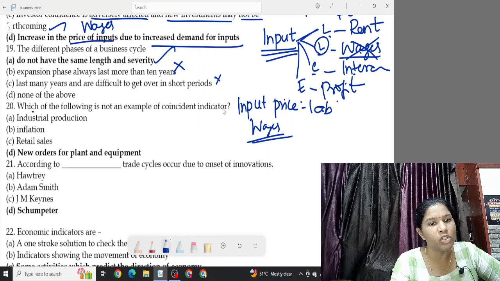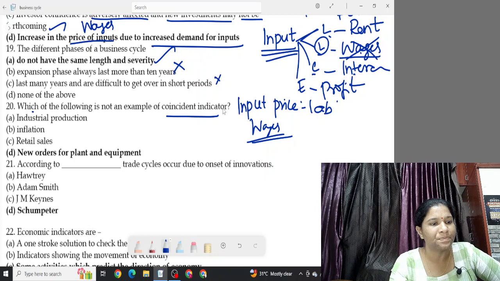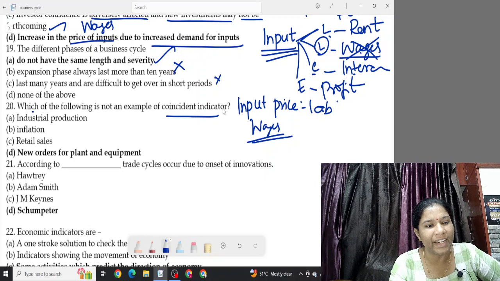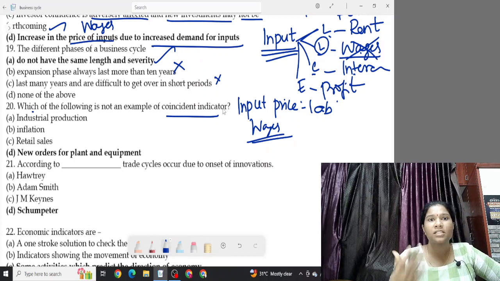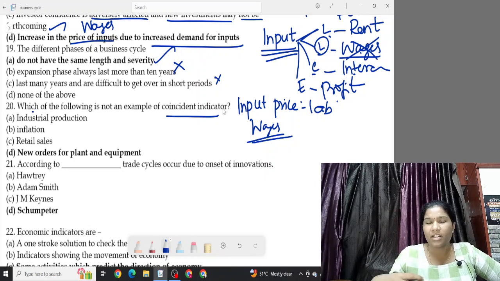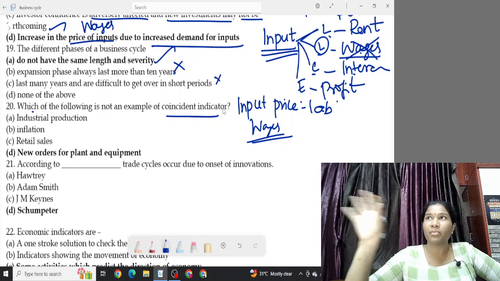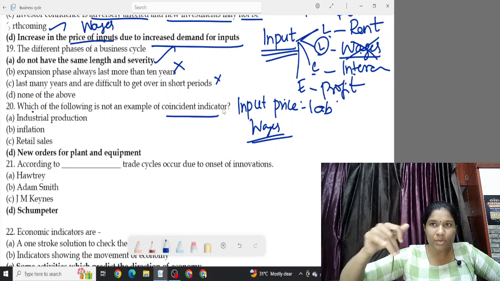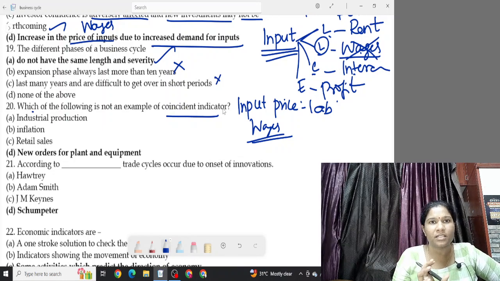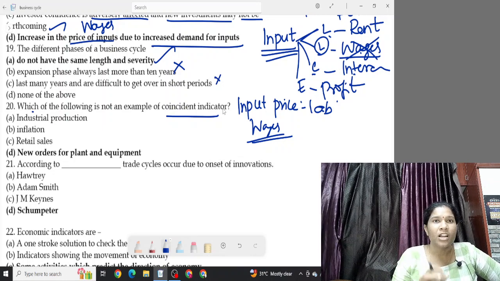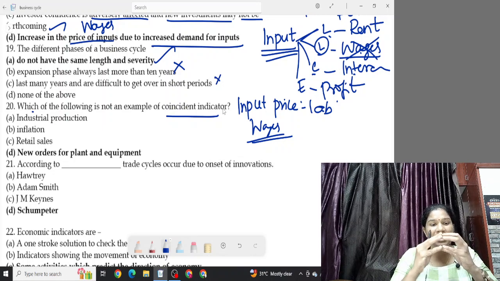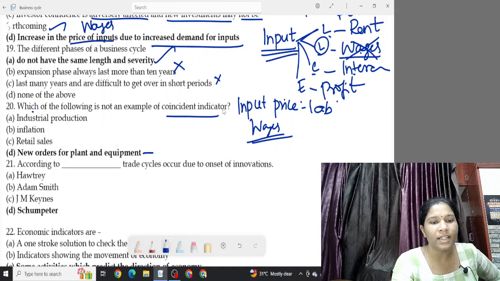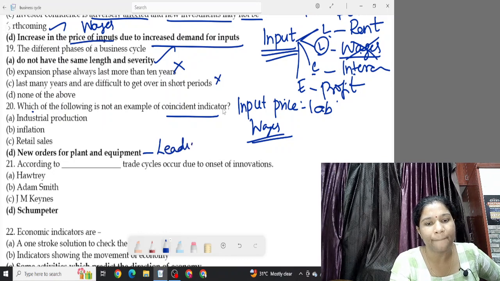Now, which of the following is not an example of a coincident indicator? I have told you, whenever new orders come, even before the economy is booming, after 6 months some product has to be delivered. Before 6 months or 8 months itself, you will receive new orders that have to be produced after 8 months. Now, this is a signal that is happening. I've told you, a signal that a boom is going to happen. So this one is related to a leading indicator.